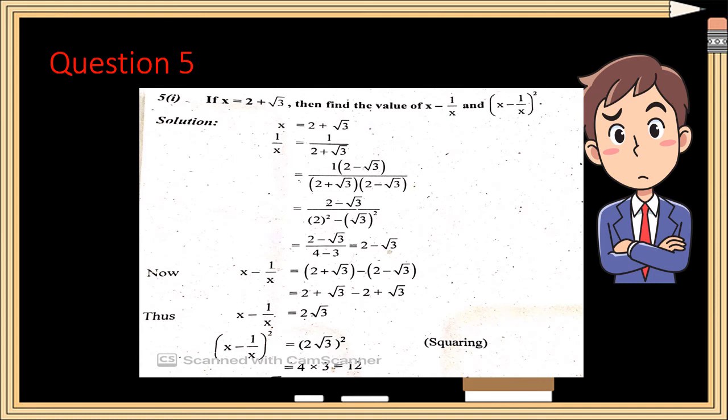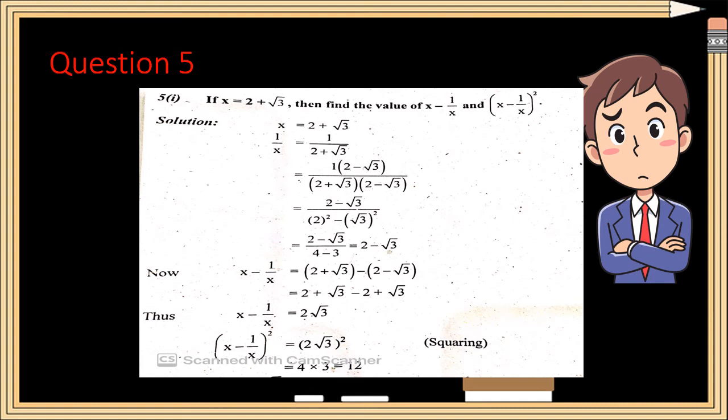So 2 minus under root 3 is multiplied and divided by 1 over 2 plus square root of 3. So you will get, in the numerator you have 2 minus square root of 3, and in the denominator you have a plus b and a minus b, giving you a square minus b square, which is 2 square minus square root of 3 whole squared. Now you have 2 minus square root of 3 divided by 4 minus 3, giving you 1. So 1 over x is 2 minus square root of 3.